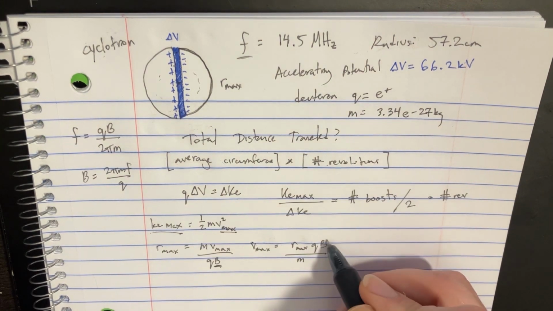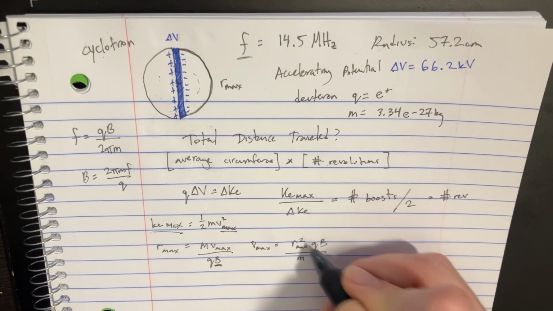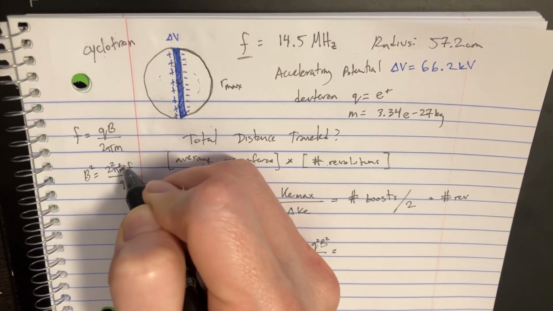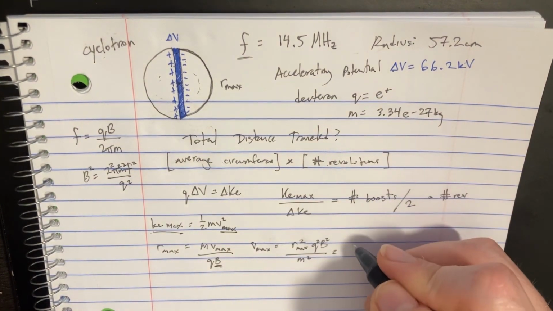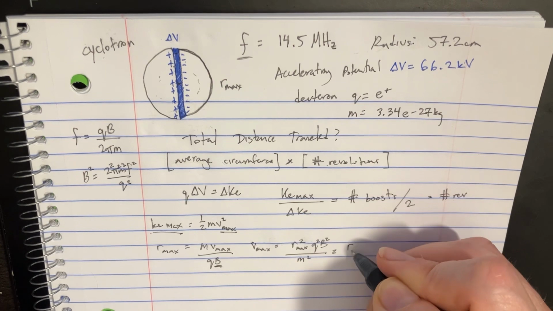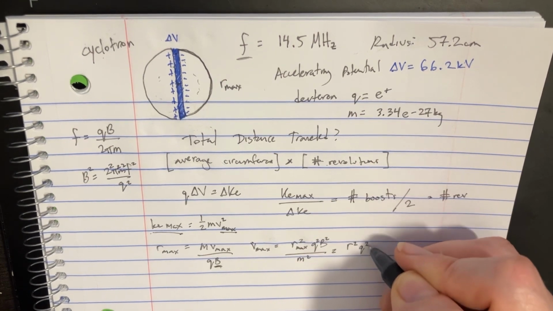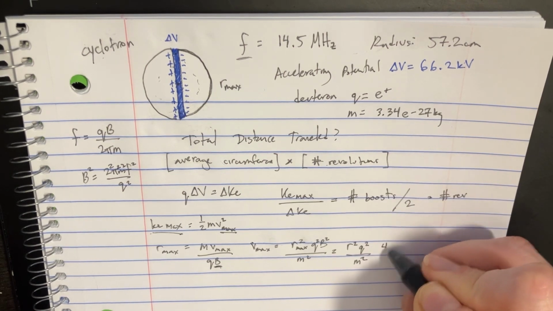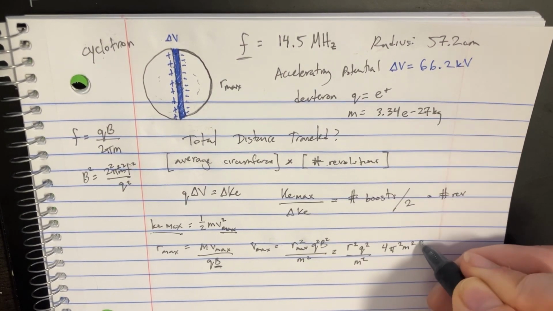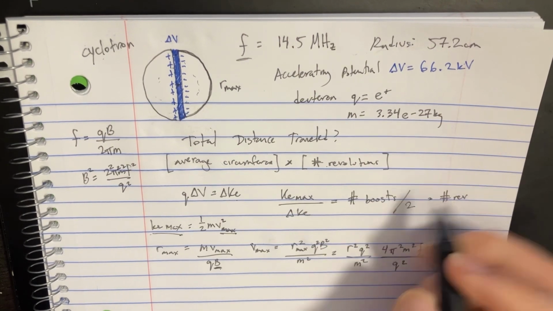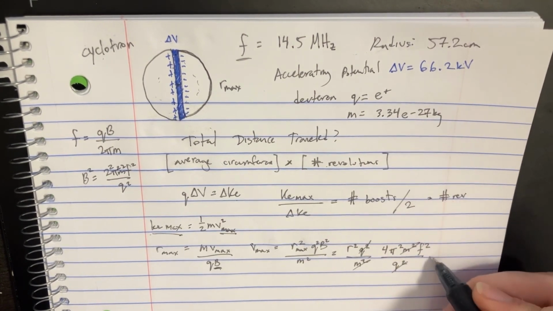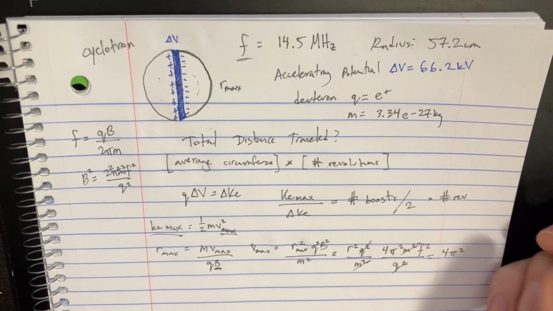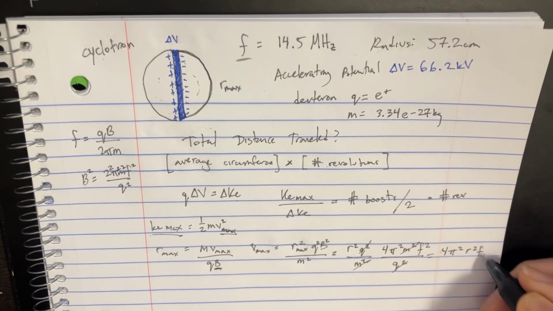We're going to have this B squared over here, but we can replace that with this B squared. I'm squaring everything in here. That'll give us R squared Q squared over M squared times 4 pi squared M squared F squared over Q squared. Getting rid of this and this leaves us with 4 pi squared R squared F squared.